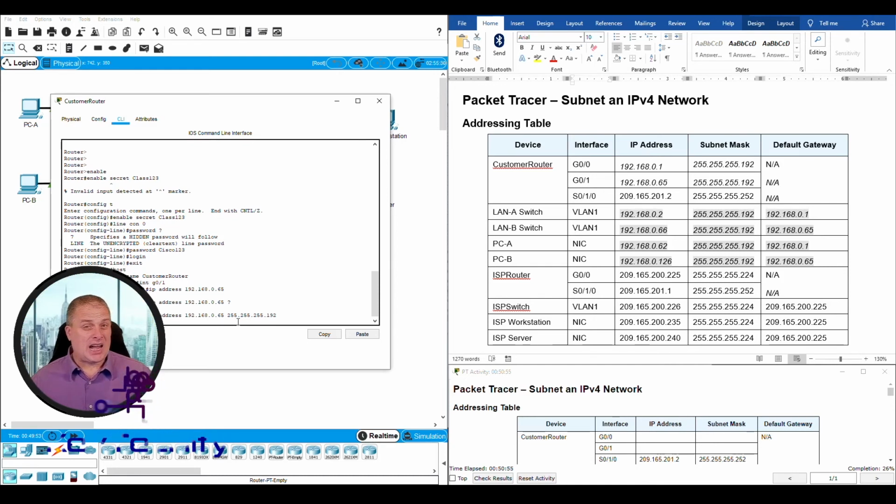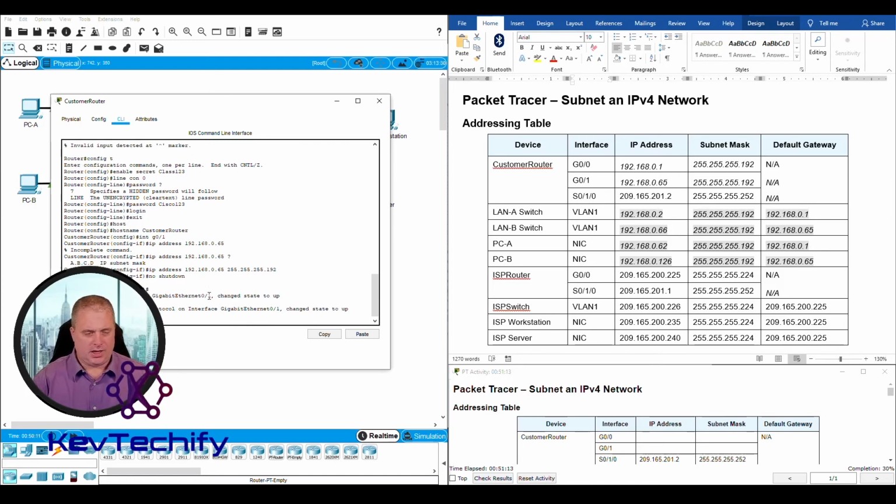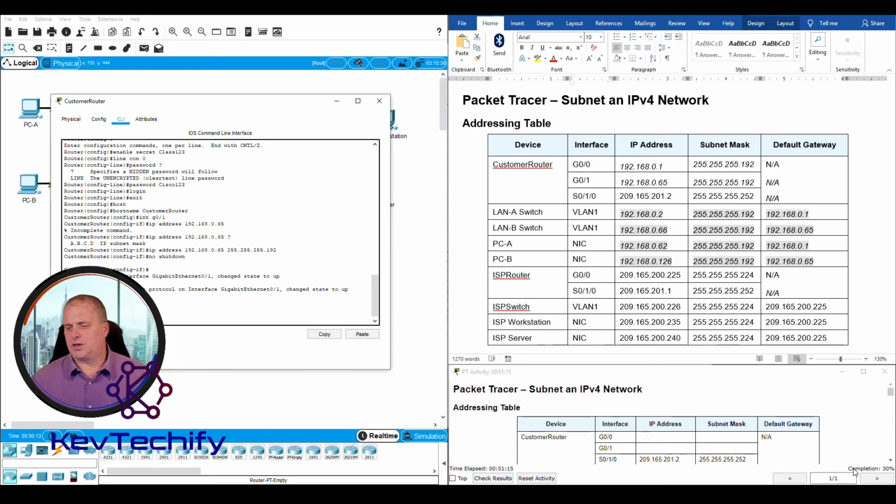We have to turn it on. Once again, the command to do that is no shutdown. There we go. Notice we get some updates here. Our change state has gone to up for both the interface and the line protocol. I'm going to hit enter a couple of times. Notice our completion is up to 30%. There we go.